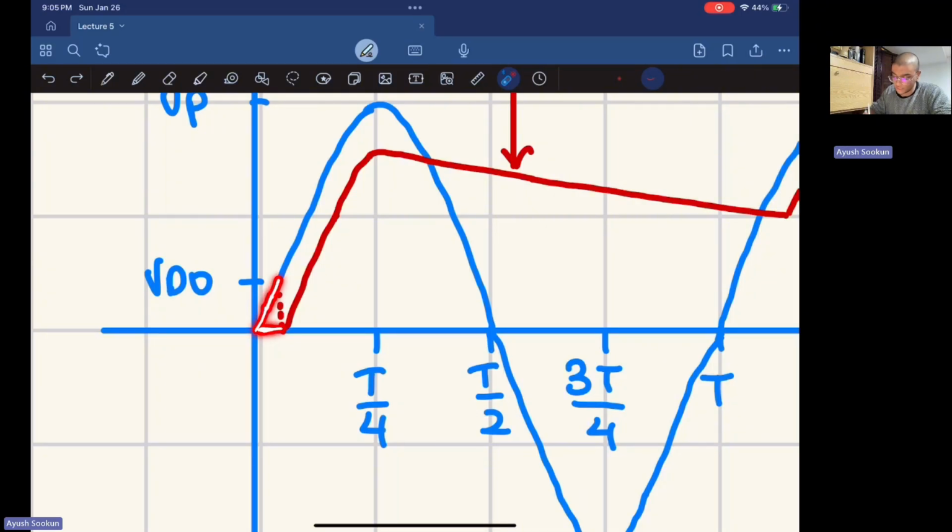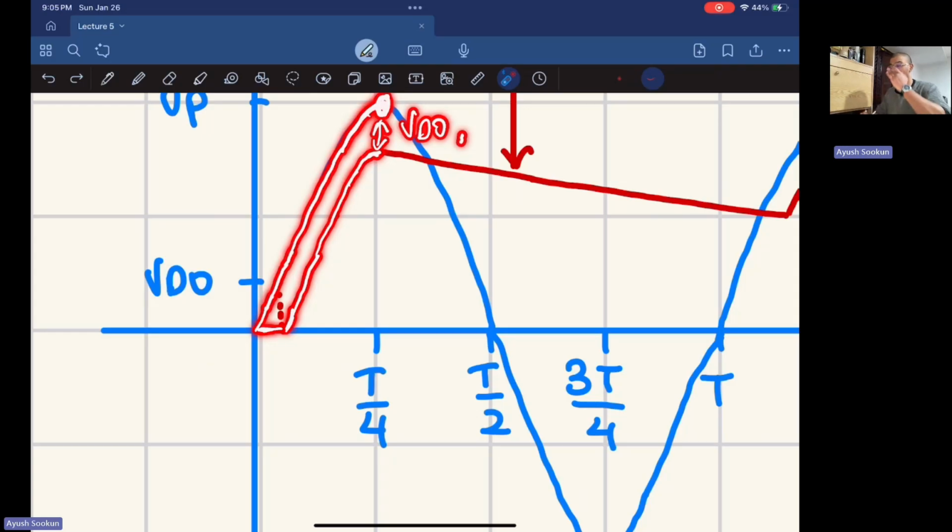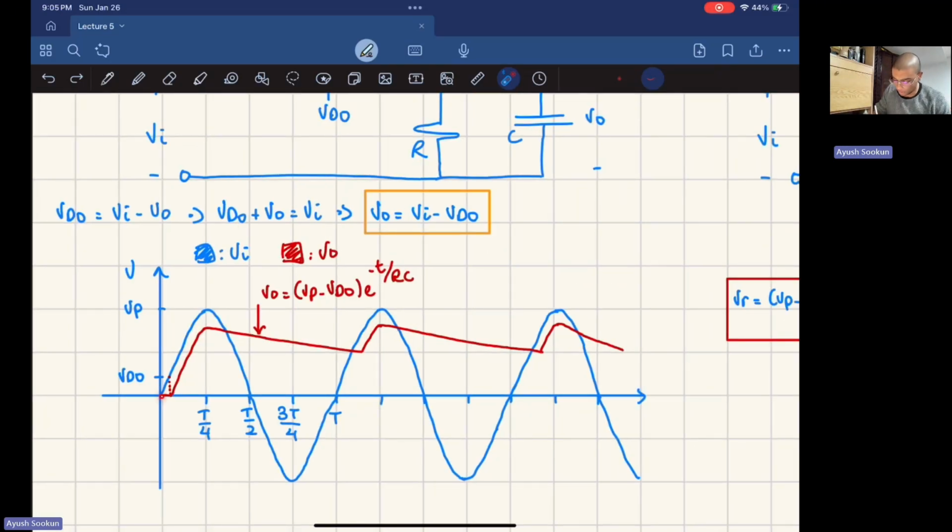Now when the input hits VDO, the diode starts to conduct. So current starts to flow into that resistor, and the voltage inside the capacitor is going to start to increase. And as the input increases, the capacitor keeps on charging. However, the input can only go so much, so the capacitor is going to stop at some point, but it's never going to be at that peak voltage. There's going to be a difference, and that difference is equal to VDO. That's the only difference. It's going to take a while to start charging because the diode is not conducting.